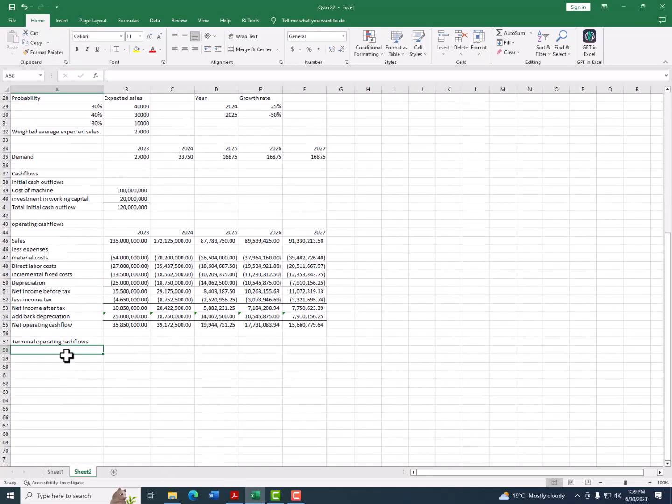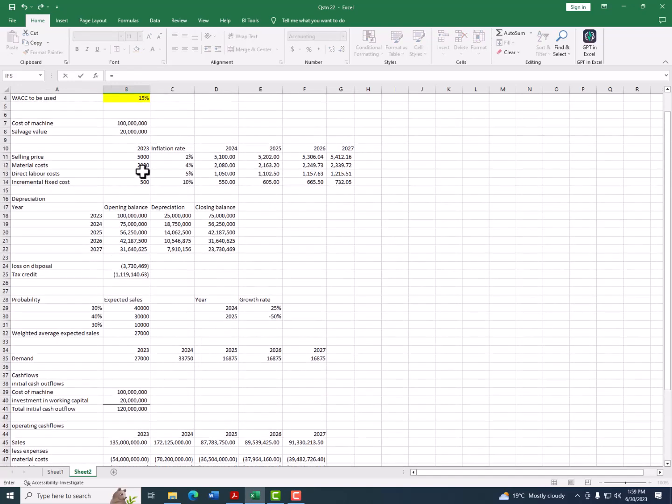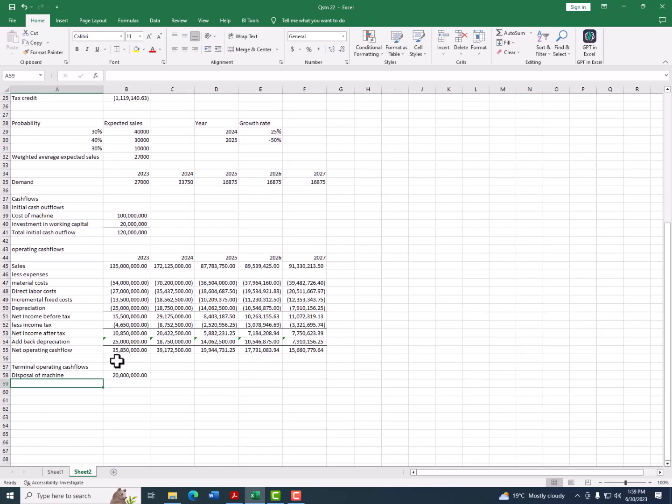So terminal operating cash flows. Let us begin by disposal of machine. We are told it's 20 million, equals this cell B8. You click on B8, 20 million. Again, we have the other terminal. These are not terminal operating cash flows. These are terminal cash flows. So disposal of machine, 20 million.